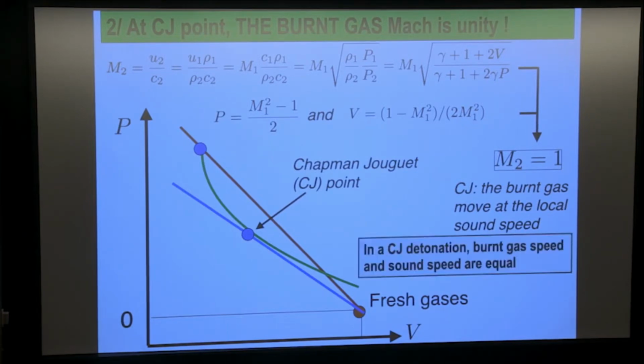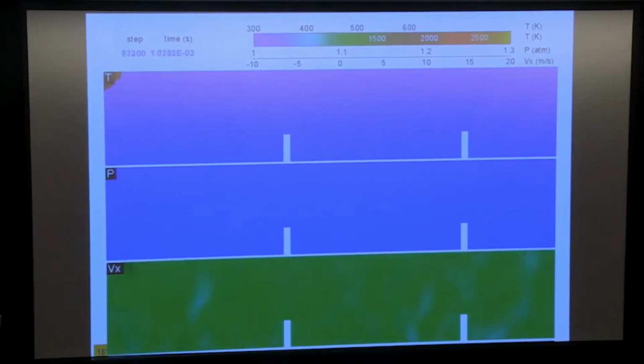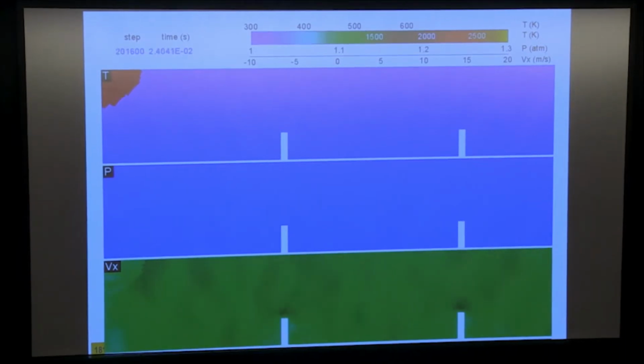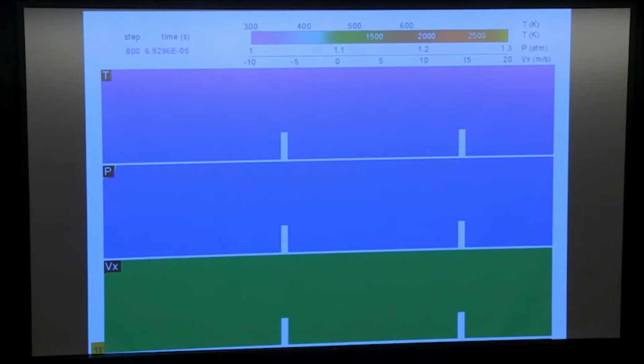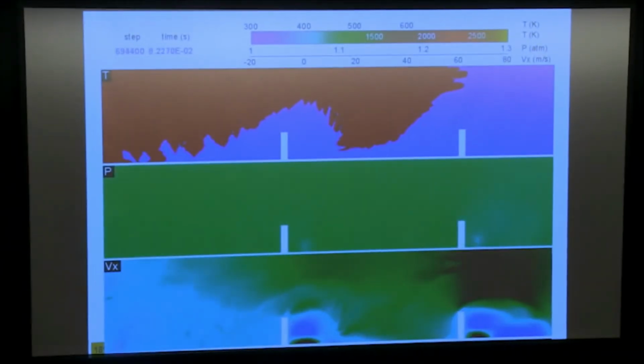I just want to show you this movie, which was produced by the team of Elaine Oran. She's really the queen of detonations. It's a 2D computation with a single-step chemistry in a channel which is very long. So there are obstacles like this one. There are obstacles here every, I don't know, centimeter. And the tube would go down the hole here. And we're going to follow the flame. And the flame starts here. This is hot. This is cold. At this moment, I've jumped a few time steps here.